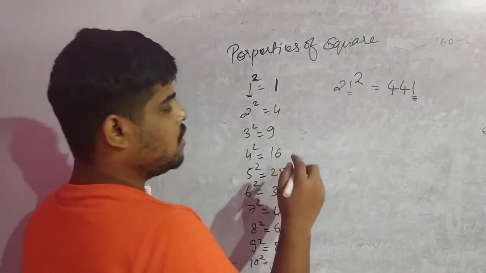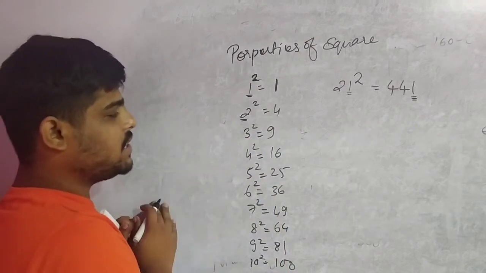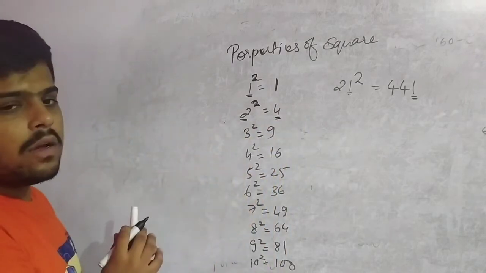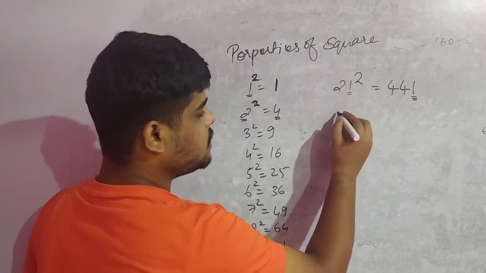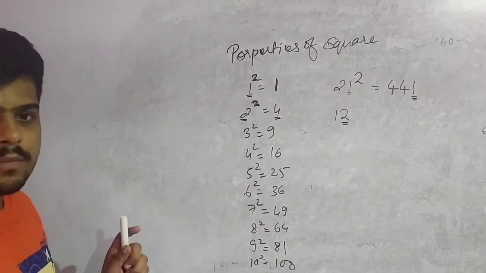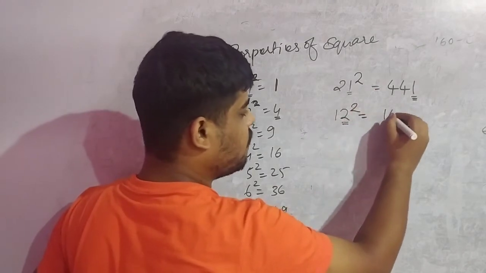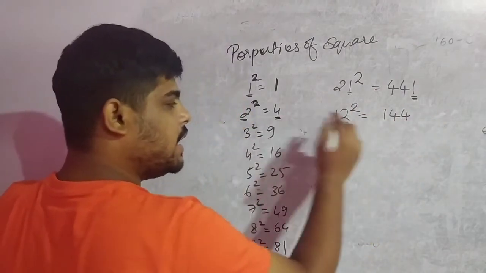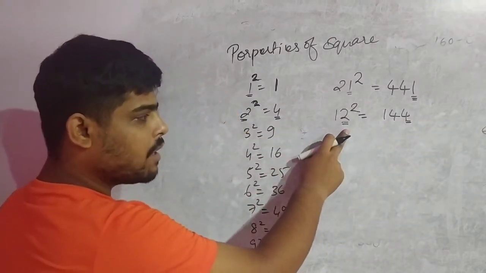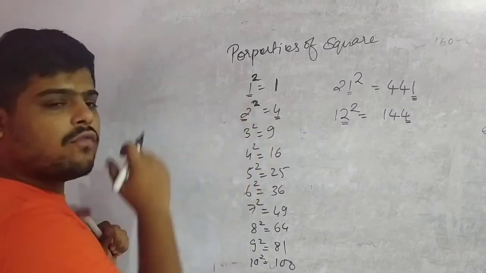Okay, 2. Whenever a number contains 2 at its ones digit, the square of that number contains 4 at the ones digit. Example is 12. So 12 contains 2 as the last digit. The square of 12 is 144. That means it contains 4 at the ones place. अगर किसी भी नंबर में 2 ones place पे है तो उसके स्क्वायर में 4 ones place पे होगा, क्योंकि 2 का स्क्वायर 4 होता है.